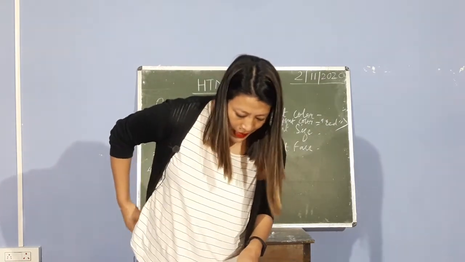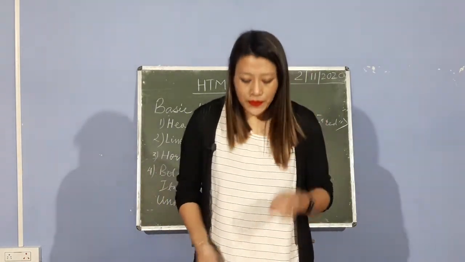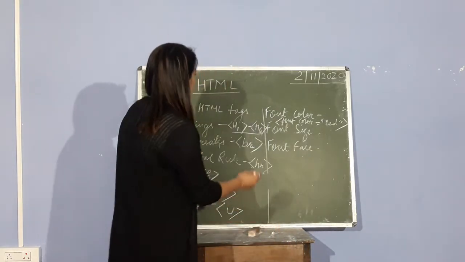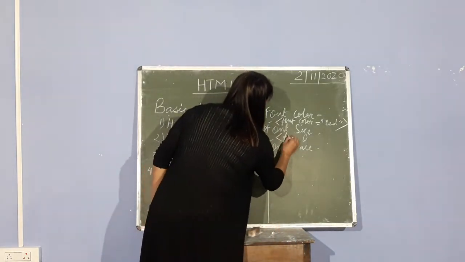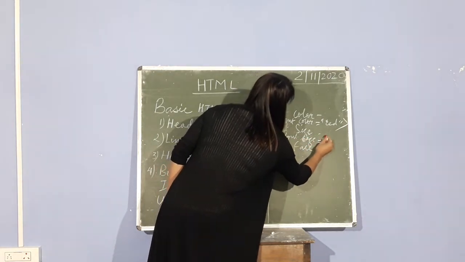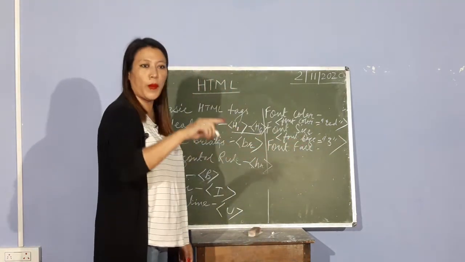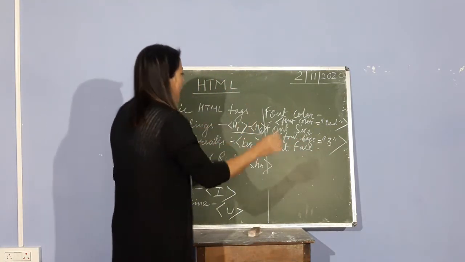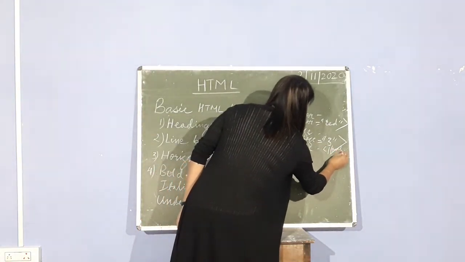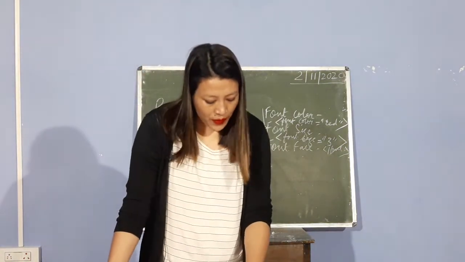Then comes the font size. Font size is the same thing, it's a container tag, so you have to mention font open and font close. So font size equals 3, and then this size 3 will be applied to a particular line. After you finish that, you have to close font like this. It's a container tag, so you have to mention font close.